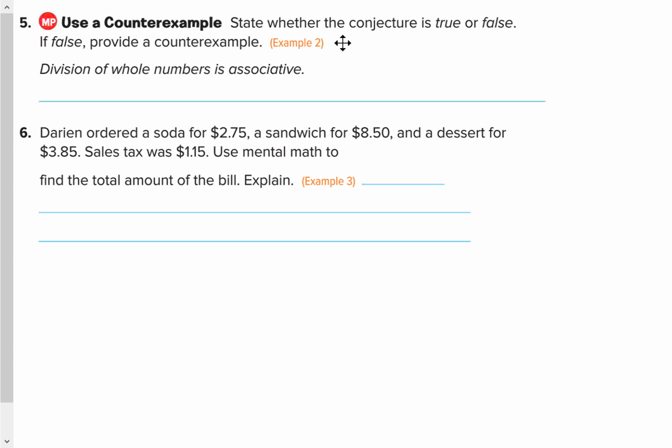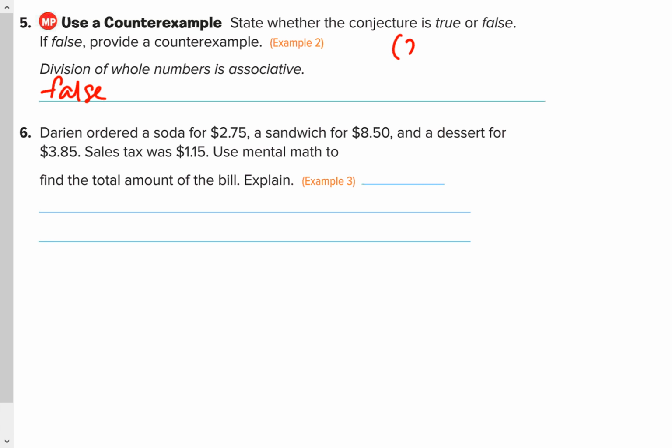Use a counterexample. State whether the conjecture is true or false. If false, provide a counterexample. The statement they're asking here is division of whole numbers is associative. Just remember, associative basically means that you can group the numbers in different ways. This is actually false, and I'm going to provide a counterexample for you.